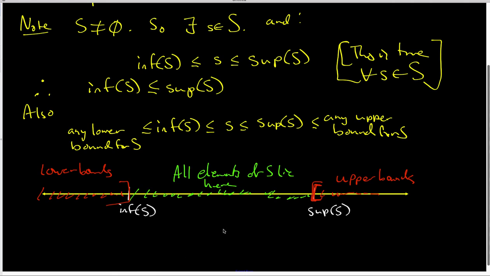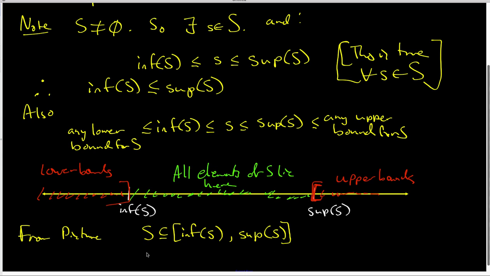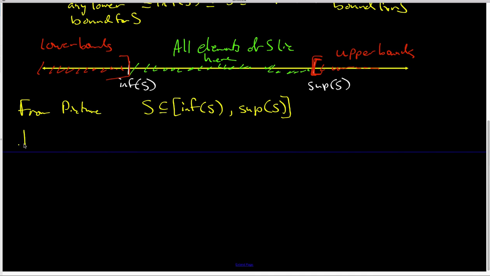This does not mean that S is an interval, but it does mean that the set S can be trapped inside a closed interval. So I want to make that note as well. From this picture, it should be clear that S has to be a subset of the closed interval that starts at the infimum and runs up to the supremum. It is a closed interval because there's nothing inside the definition of infimum or supremum that prevents them from being inside the set S.